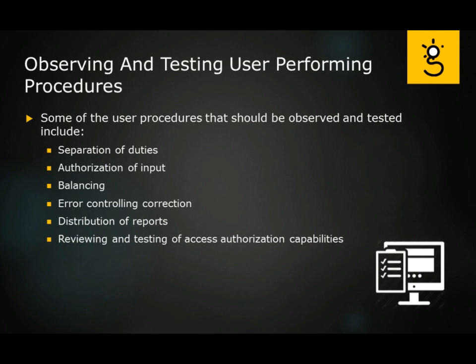We want to know what kind of authorization there is for the information that's being input. What do they do as far as balancing? Do we have any type of error control and correction? We should also look at how they do the distribution of reports. And then, of course, review and test the access authorization capabilities.